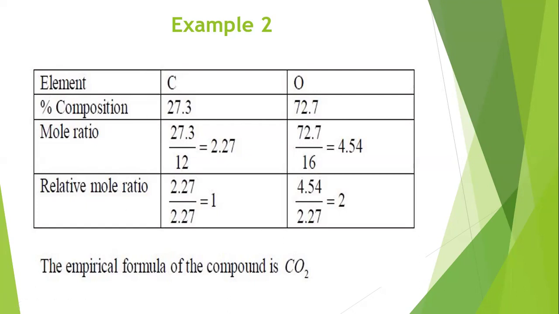The mole ratio we obtain by taking the percentage composition divided by the relative atomic masses. So also for the oxygen, it will be 72.7, you divide by 16, and therefore we get 4.54. Now, the relative mole ratio, you simply get by dividing by the smallest. So for the carbon, you get 1, and for the oxygen, you get 2. Therefore, the empirical formula of the compound is simply CO2.